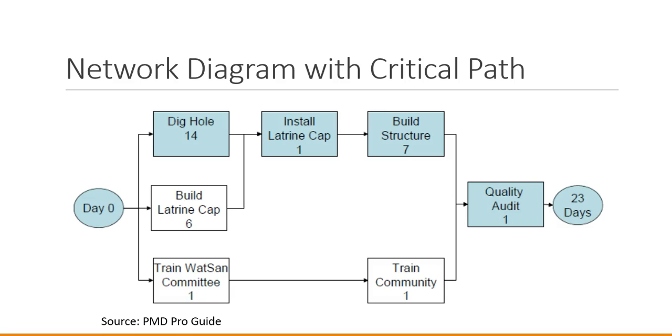If you look to the far left of the diagram, we see three tasks that are happening in one vertical column. These are happening simultaneously, but notice that digging the hole takes the most time. We might finish building the latrine cap, but the hole won't be completed. And until that's done, we can't continue to make progress. So digging the hole is part of the critical path, and that entire critical path in this particular example is 23 days. That's the least amount of time that we need to complete this project.